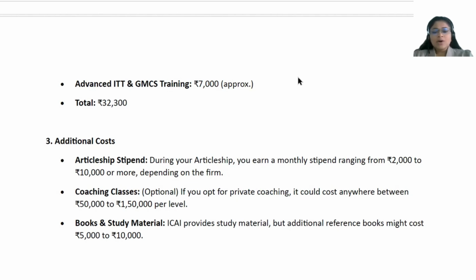ICAI provides its own study material, but additional reference books might cost between 5 to 10,000 based on the level. Other than this, you can also earn a minimum stipend during your practical training, around 2,000 to 10,000 based on Tier 1, Tier 2 cities.